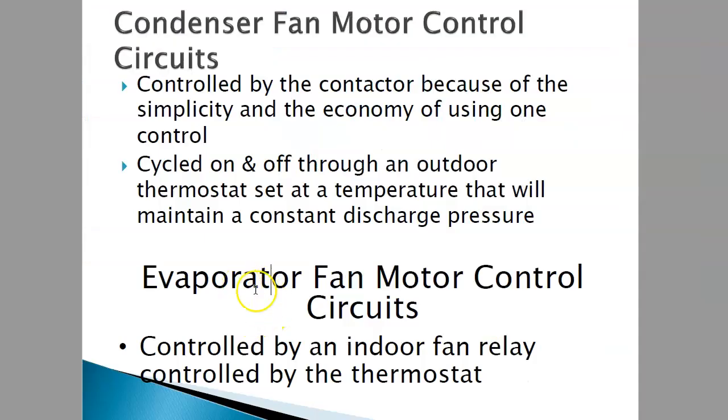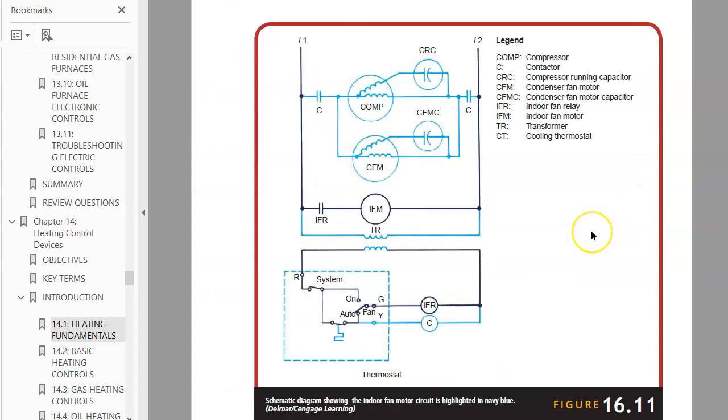Next is the evaporator fan motor control circuit, which is controlled by the indoor fan relay, which is controlled by the thermostat. Let's see the diagram. Here is the diagram of the complete one. Basically, the fan is controlled by this indoor fan relay. So when the indoor fan relay is energized, what happens?